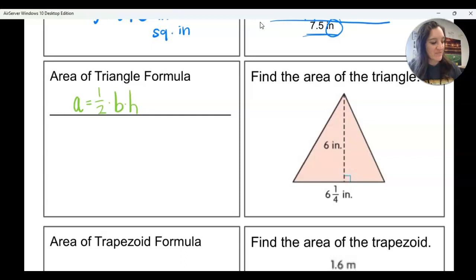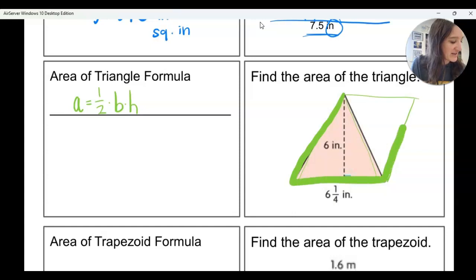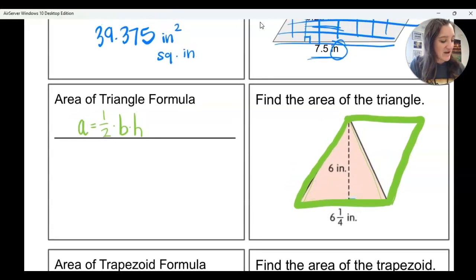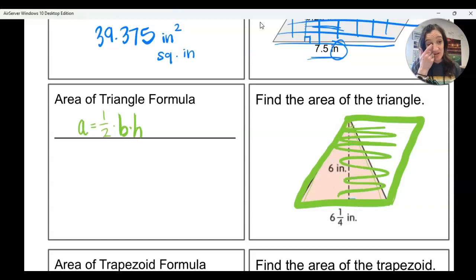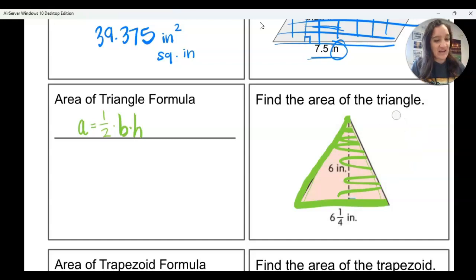And why is it half? Well, if we were to take this triangle and double it and put it right there, what we have made is a parallelogram. And that is why we have the base times the height, because that would give us the area of all of that. Now, we don't need the area of all of that, right? Which is where the 1/2 comes into play. We are just going to take half of it, and that's going to give us the half of that shape, which is the triangle that we need.